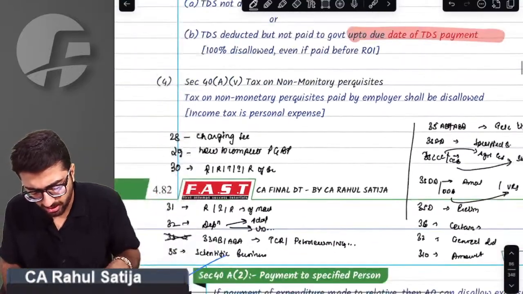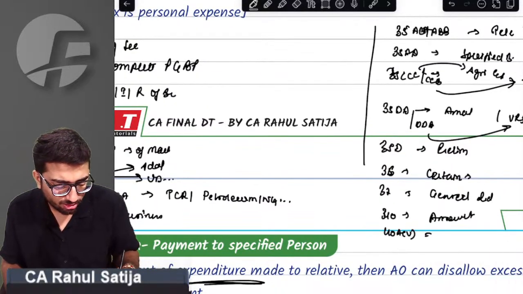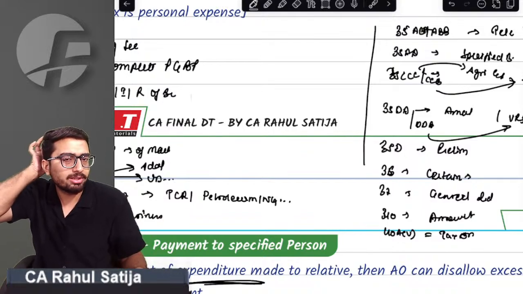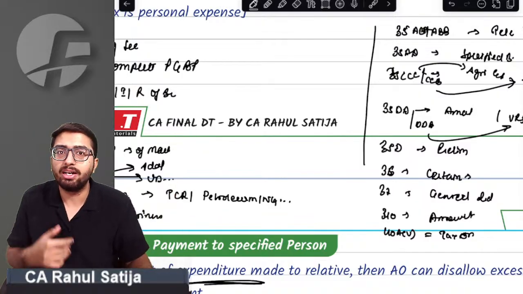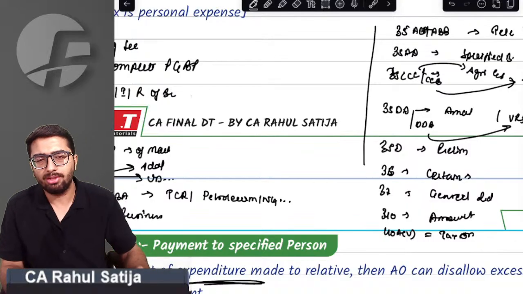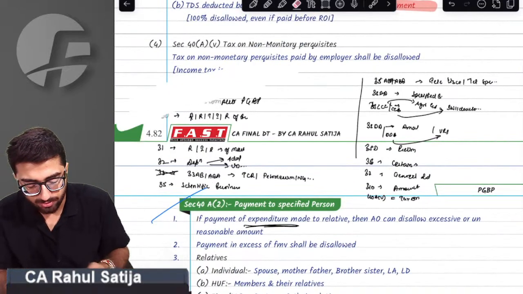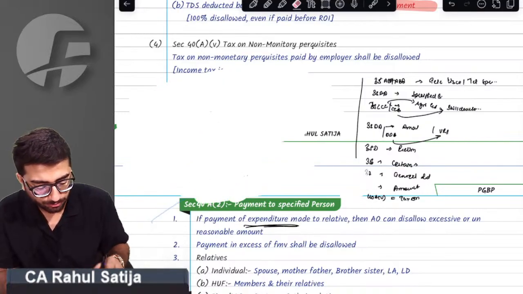We studied another section which was 40A(5). This talked about tax on non-monetary perquisites. If any employer pays tax on my non-monetary perquisites, it is normally disallowed to such employer and it is exempt in my hands. We'll study this in depth in a later chapter, but this is all what we had studied yesterday. These were all the sections that we had started off and finished off yesterday only.